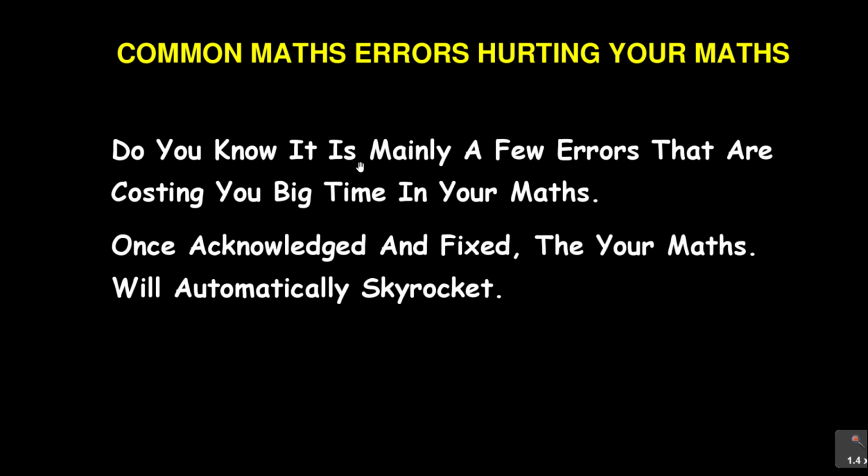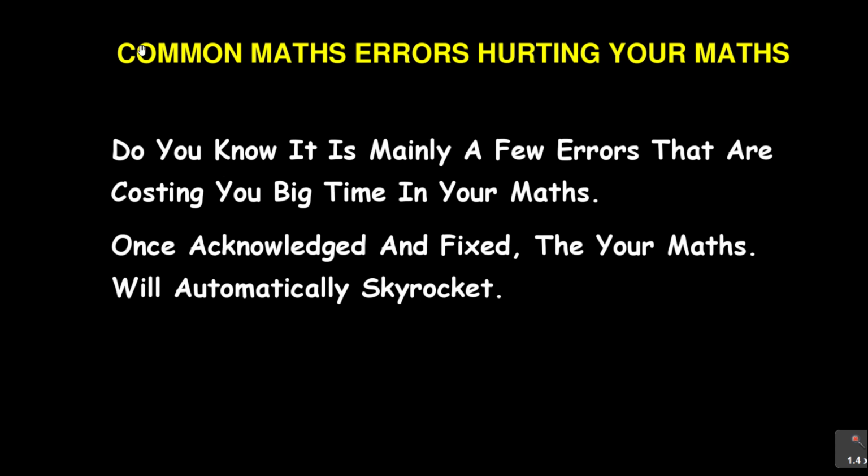Do you know it is mainly a few errors that are costing you big time in your mathematics? Once acknowledged and fixed, your maths will automatically skyrocket. Sometimes, when I work with students, you might find that they make just a small error and dismiss it as just a small error. Should I have avoided this error, I would have gotten the answer right. But the problem is, these errors are always repeated even in your final exams, and they are costing you your good pass in that final exam.